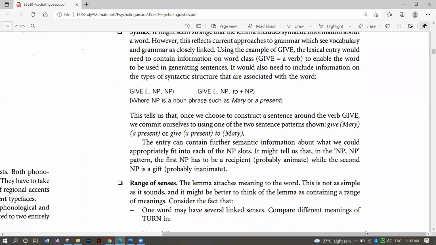It's clear, yes. The entry can contain further semantic information about what we could appropriately fit into each of the noun phrase slots. It might tell us that in the noun phrase pattern, the first noun phrase has to be a recipient, probably animate, while the second noun phrase is a gift.